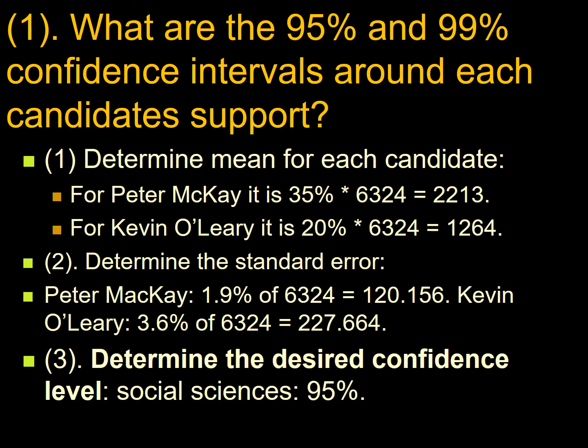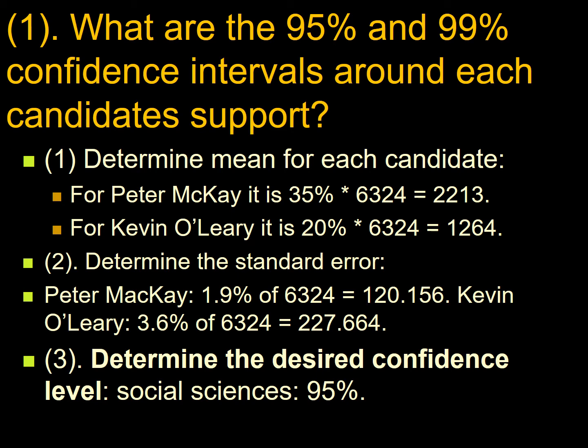So this is the solution procedure. Number 1, determine the mean for each candidate. The mean in this instance is the proportion of the total independent variable, which is specifically the electoral support among those card-carrying conservatives. So for Peter MacKay, it's 35% of 6,324. And that equals 2,213. That's the average number of voters. For Kevin O'Leary, it's 20% times 6,324, which is 1,264.